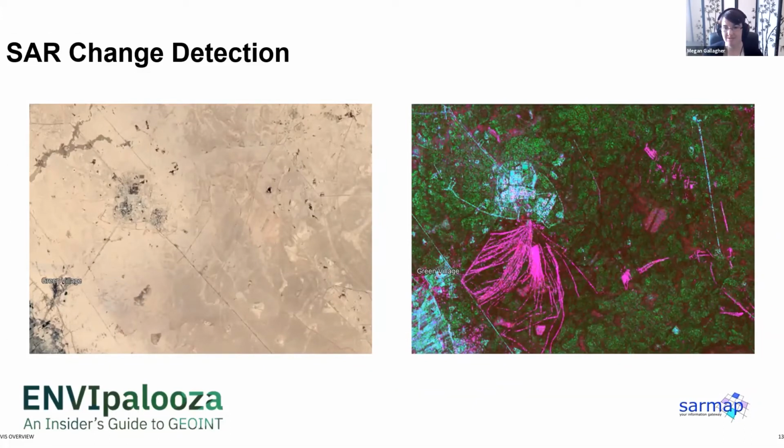In this case, these purple lines in the right-hand image are tire tracks from trucks that were pretty much stealing oil from this refinery and selling it to neighboring villages to pay for, in this case, terroristic activities. And with the SAR system, we can just pick those out and immediately see them.